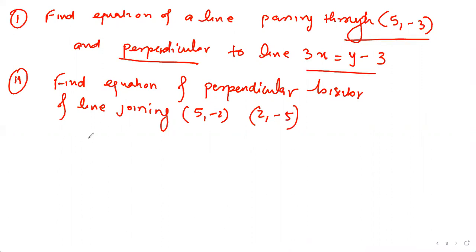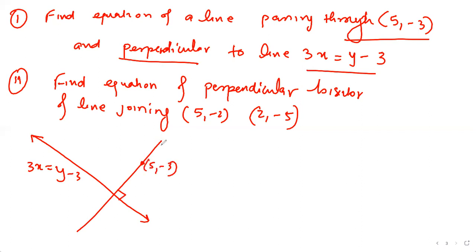So if I visualize the diagram, there is a line that is given as 3x equals y minus 3. And the second line is perpendicular to this given line and it passes through 5 comma negative 3. So this is the given situation. Now, I don't have this line in standard form. So firstly, I'm going to find the equation of this line in standard form. So 3x plus 3, y equals 3x plus 3. I just send this 3 to the other side to get added.